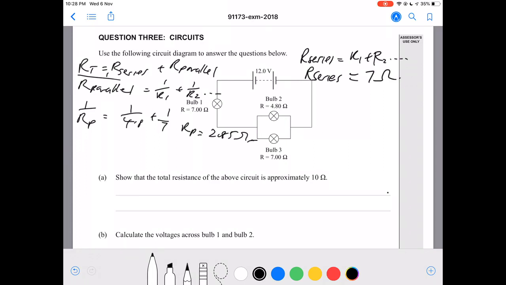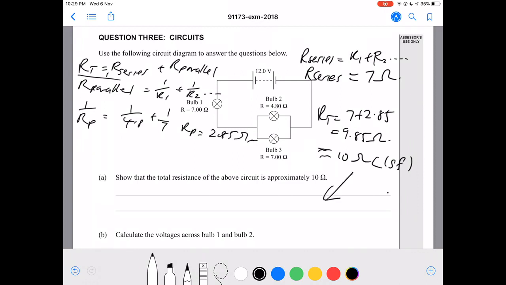Coming back to our R total, it equals the resistance of series plus the resistance of parallel. So R total equals 7 plus 2.85, which equals 9.85 ohms. That's approximately 10 ohms, given that it's 1 SF, one significant figure. And that would be an achieved question, achieved marks there.